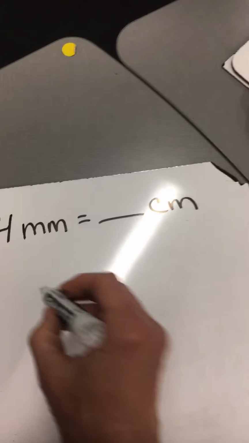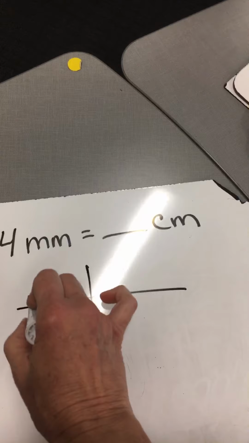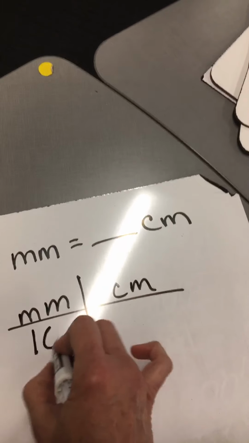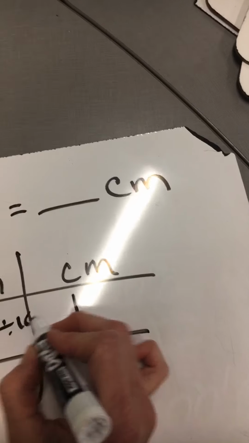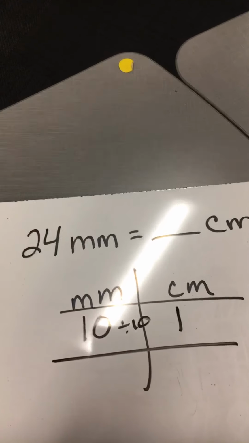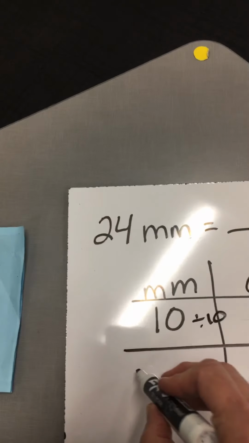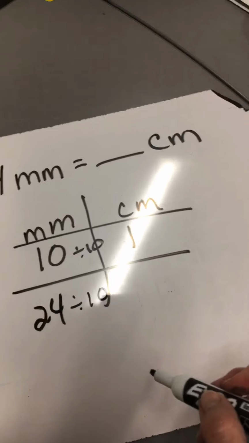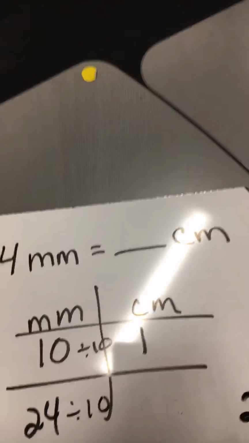Okay, let's do one more. This is millimeters and centimeters. So here's millimeters, here's centimeters. We know it takes 10 millimeters to make 1 centimeter. So I am dividing by 10. I'm getting smaller. Well, if I have 24 and I divide that by 10, let's see what happens here.